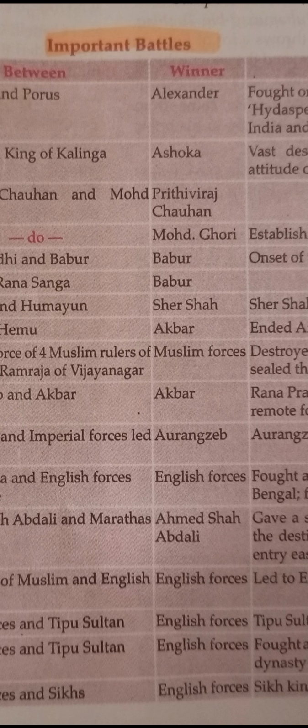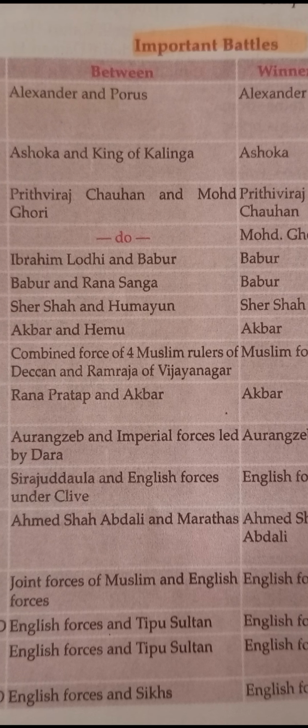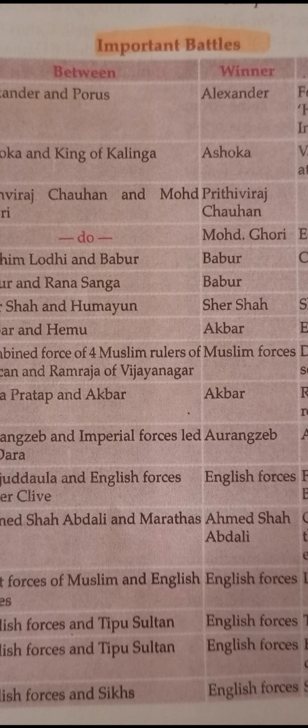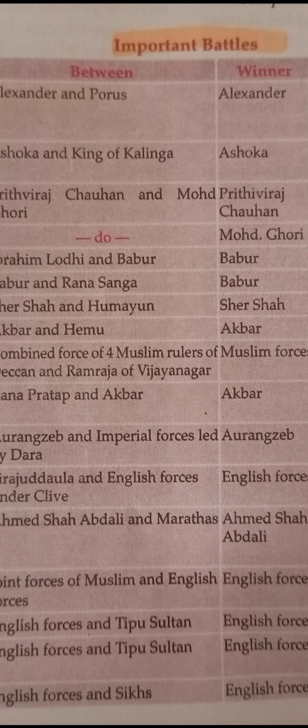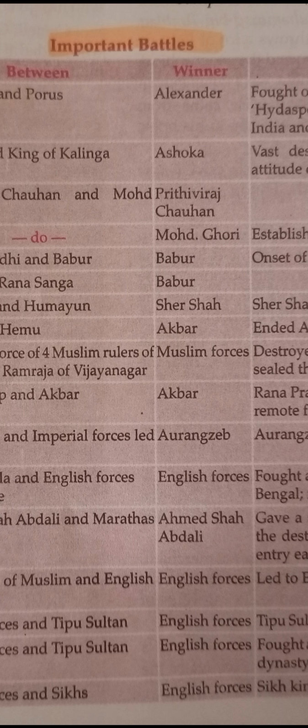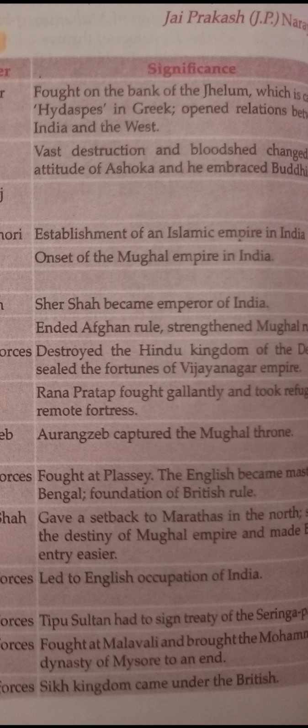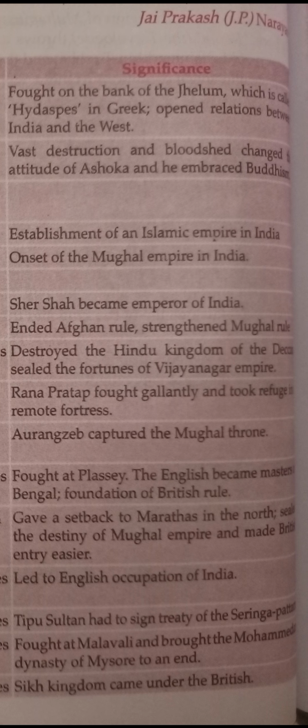Why is it that the bad people kept winning the battles after Ghori won? Once Prithviraj got defeated, all the bad people were winning. It gave a setback to the Marathas in the north, sealed the destiny of the Mughal Empire and made British entry easier.